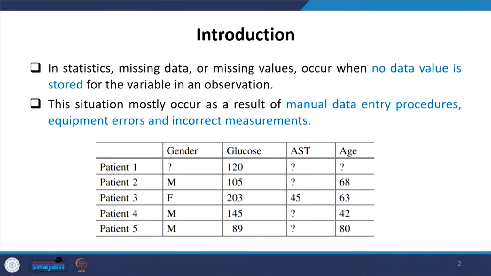In statistics, missing data or missing values often occur when no data value is stored for the variable in an observation. This situation mostly occurs as a result of manual data entry procedures, equipment errors and incorrect measurements. So, there are three important reasons by which we get missing information or missing values, like equipment errors or incorrect measurements being most important.